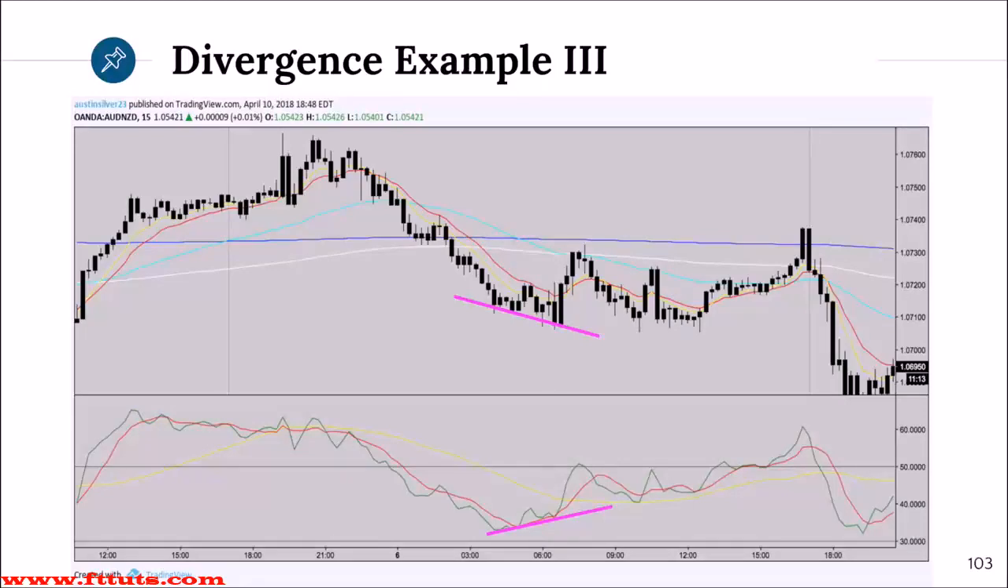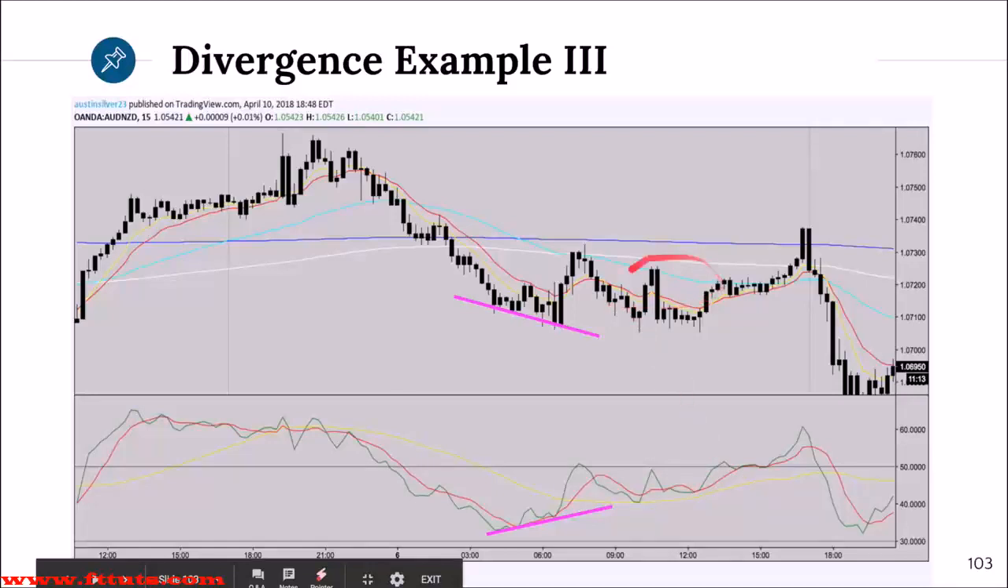Does the divergence get broken? Let's see. If you extended this pink line out a little further, you could see that not really. Maybe a little pop under there, a little pop under there, but never does it get broken, and there is no move short this day.